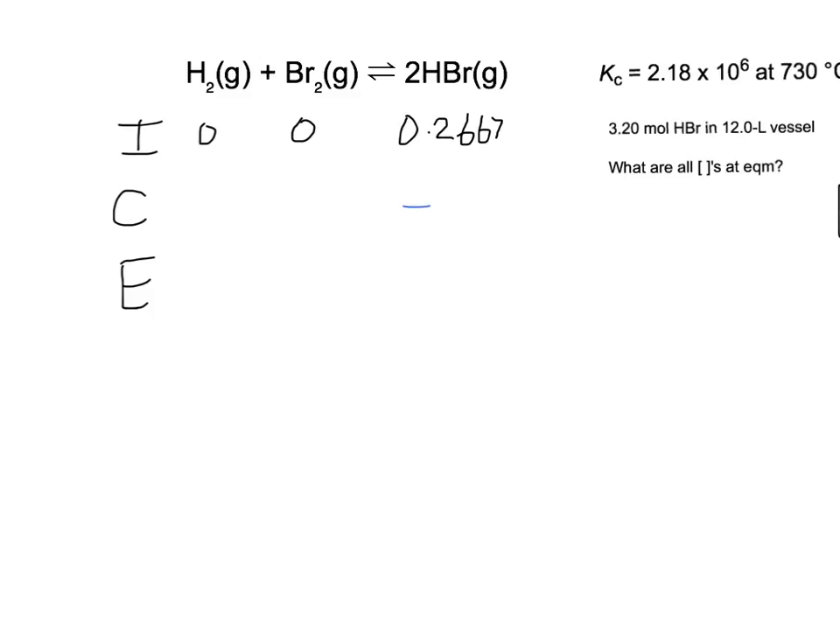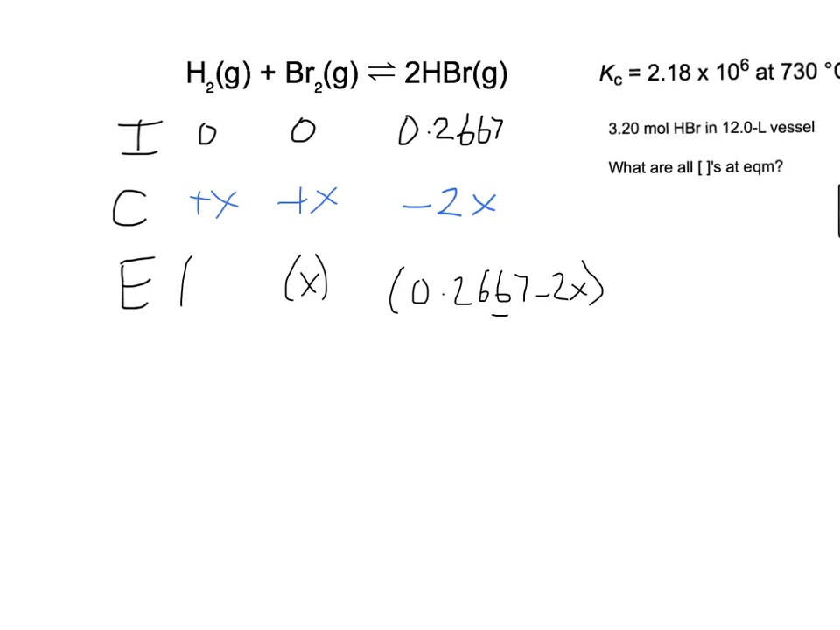So that means that we're going to use up 2x of the HBr. And remember where the 2 comes from. The 2 comes from the coefficient here. So every time we use up 2 HBr's, we are going to make a Br2 and an H2. And so at equilibrium, we can just sum those top two lines. So over here it's 0.2667 minus 2x, and on the other side there's really nothing much to do here. We started with 0, we just add the change, and that's our equilibrium concentrations.